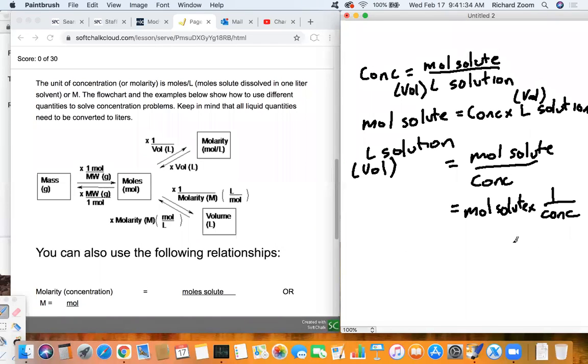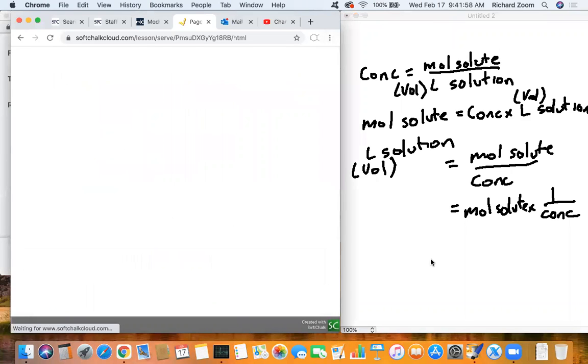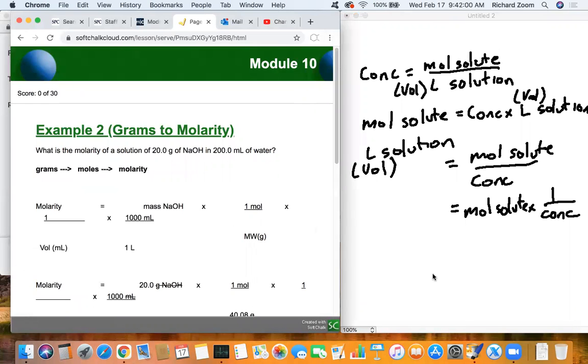All right, so those are going to be the basis of what we're going to be working with. So you don't really need this flowchart. It's somewhat useful, but it's kind of like a crutch, really. I think it's just easier to know that concentration is moles of solute divided by liters of solution, and then we can manipulate it from there depending upon what we're looking for. So I'm going to leave that up and we'll look at some ways that we can use these equations.